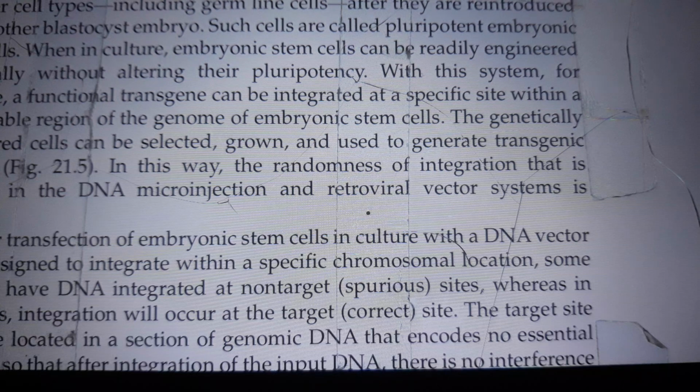While in culture, embryonic stem cells can be readily engineered genetically without altering their pluripotency. For example, a functional transgene can be integrated at a specific site within a dispensable region of the genome of an embryonic stem cell. The genetically engineered cells can be selected, grown, and used to generate transgenic animals. In this way, the randomness of integration that is inherent in DNA microinjection and retroviral vectors is avoided.